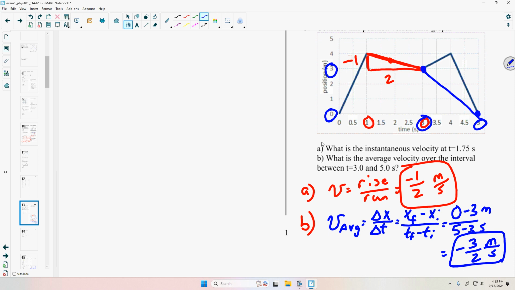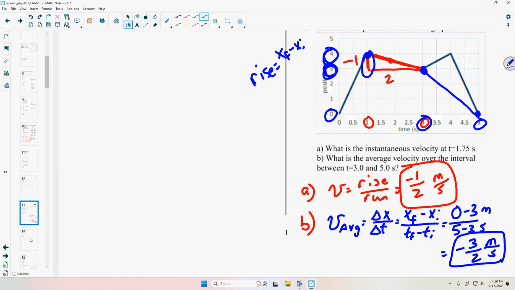How do you get -1 for the first one, for part A? Right here, the rise is going to be 3 minus 4. Right, to find the rise, it's x final minus x initial, and x final was 3 meters, and x initial was 4 meters. I start out at 4 meters, I wind up at 3 meters. Okay? Okay, Jude? Good? All right. You will have a question like that. You're finding the slope, you're finding the average velocity or acceleration.